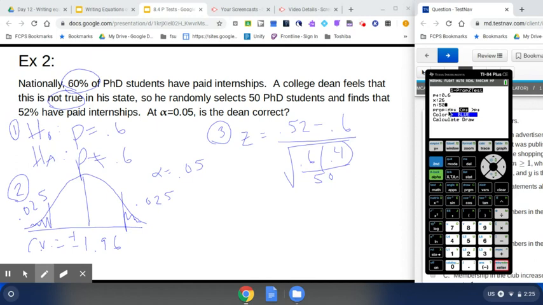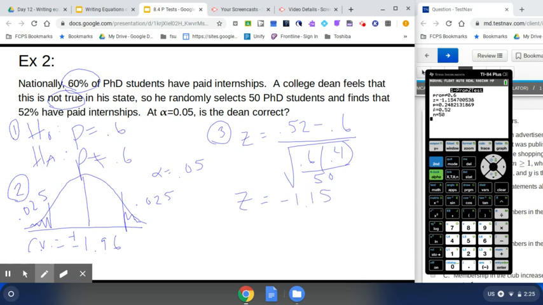The alternative hypothesis is the not equal to case for this one. So I'm going to highlight the not equal to and then calculate. The test statistic, z equals negative 1.15. And the p-value for the calculator says p equals 0.2482.